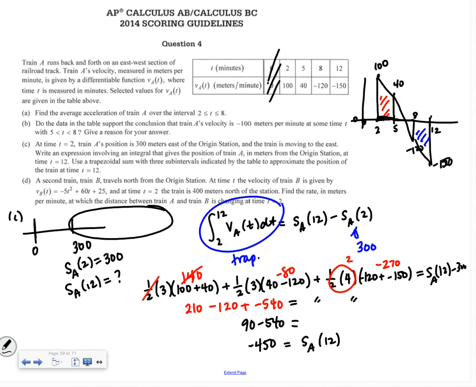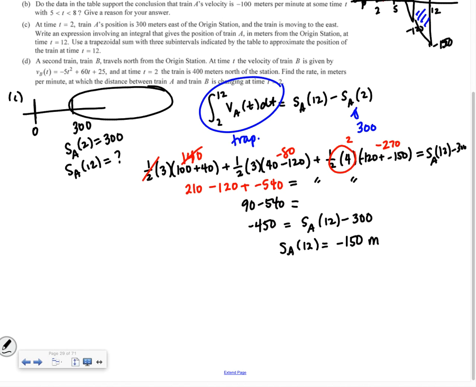Lovely, right? Are you freaking out that you're like, oh my gosh, I can't believe I couldn't have my calculator? And then you add that 300 over. So s sub A of 12 ends up being negative 150. And then its units, if it's a position, would be in meters. So negative 150 meters, meaning it's 150 meters left of the origin. So we would say 150 meters west of the origin station.